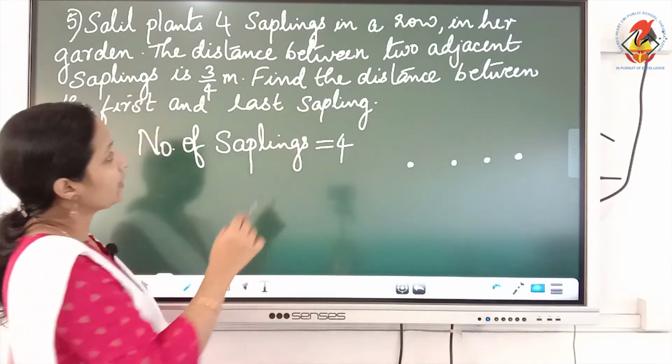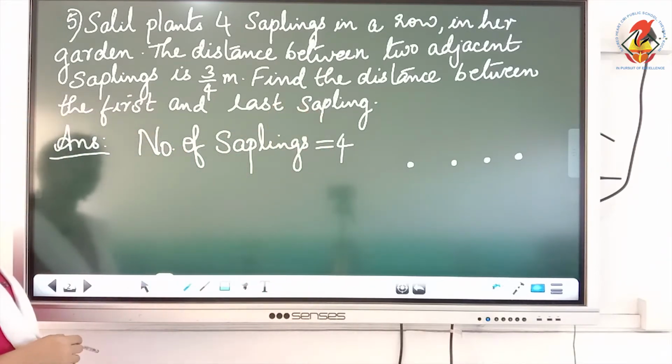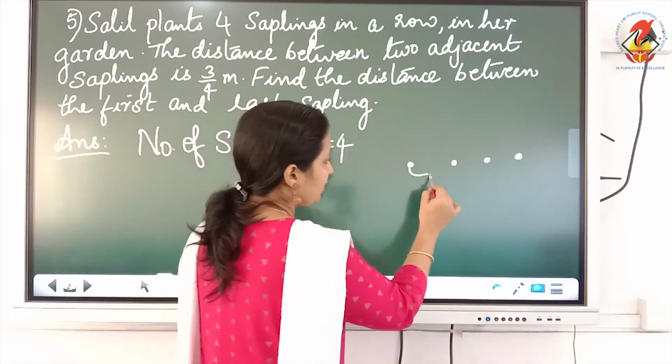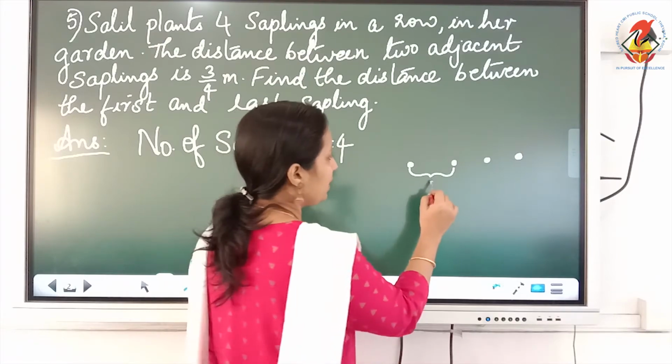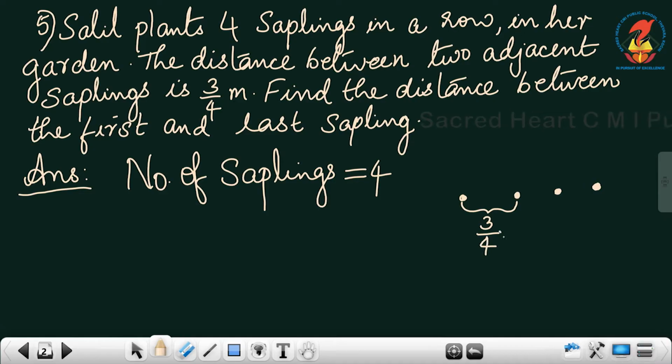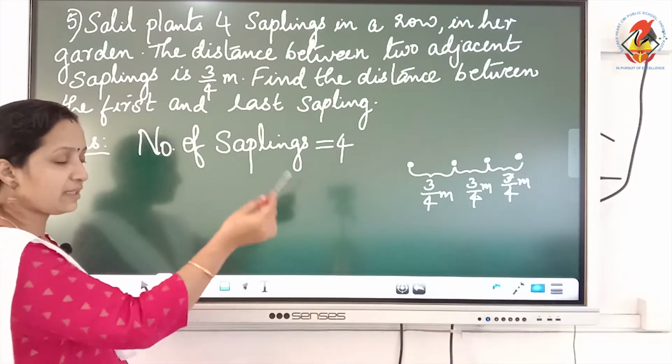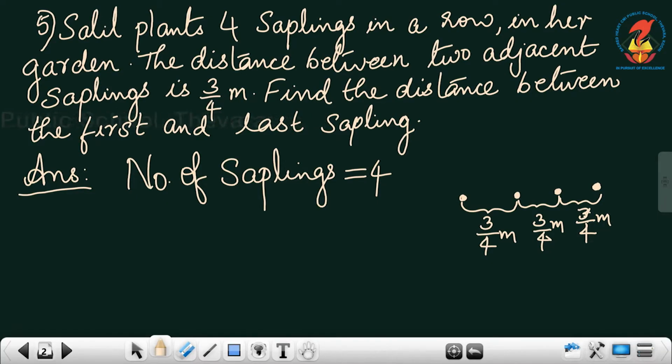Okay, and what is given there? The distance between two adjacent saplings is 3 by 4. So this distance from the first sapling to the second sapling, what is the distance? 3 by 4. Like the same way, the distance from second sapling to third sapling is what? 3 by 4 meter. Like the same way, from the third one to the fourth one is 3 by 4 meter. So the distance between two adjacent saplings, that means near, is 3 by 4.